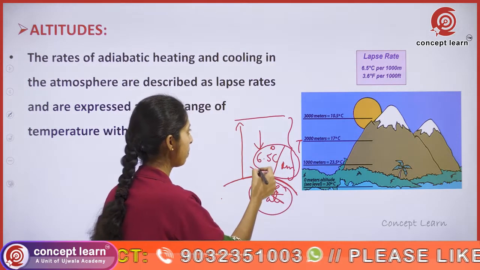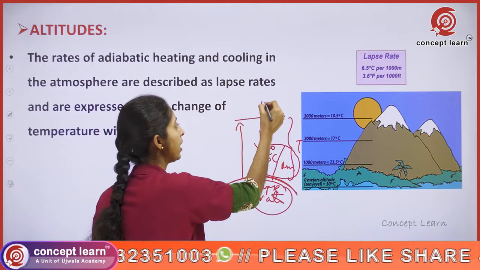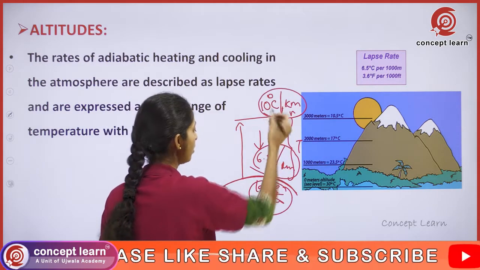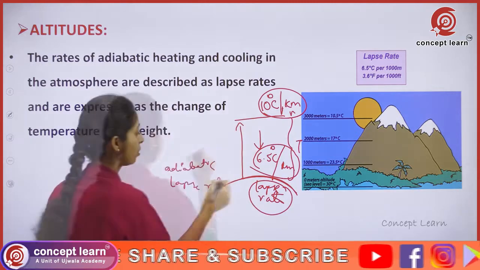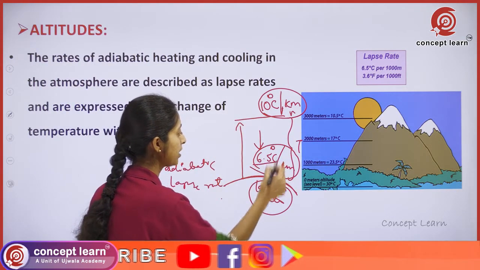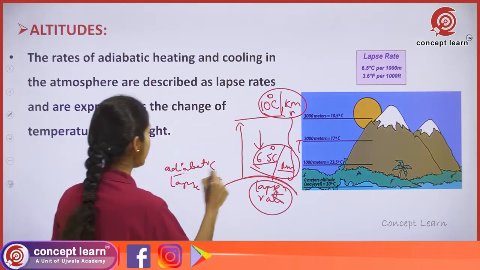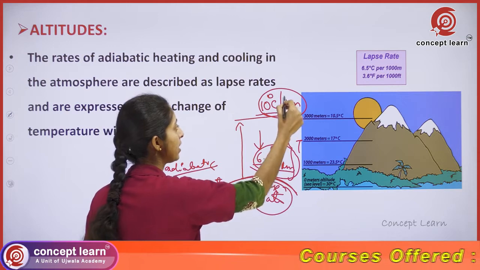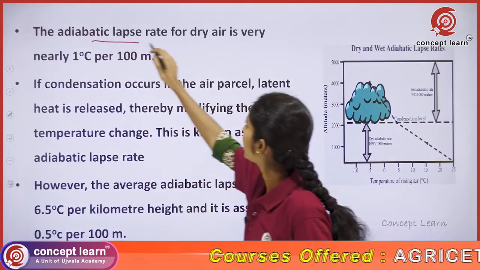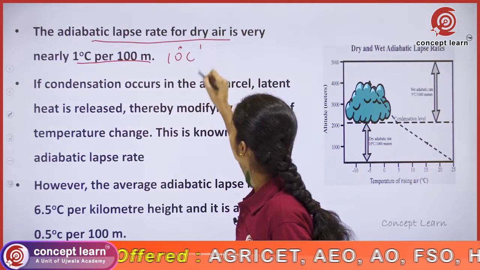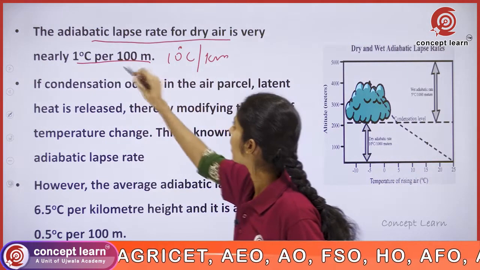When the decrease in temperature takes place at the rate of 10 degrees Celsius per kilometer, this is called adiabatic lapse rate. So normal lapse rate means the temperature will decrease at 6.5 degrees Celsius per kilometer. Adiabatic lapse rate means the temperature will decrease at the rate of 10 degrees Celsius per kilometer. Adiabatic lapse rate is about 10 degrees Celsius per kilometer or 1 degree Celsius per 100 meters.